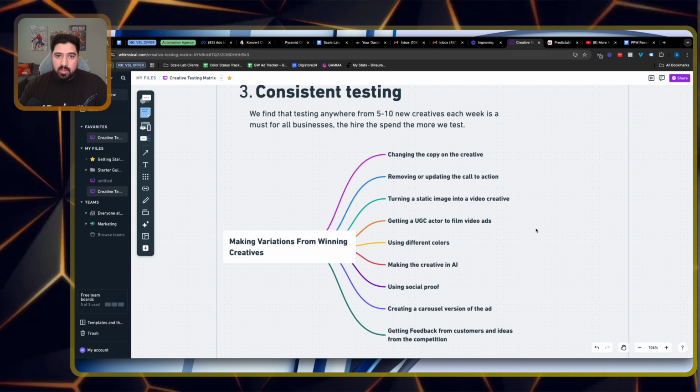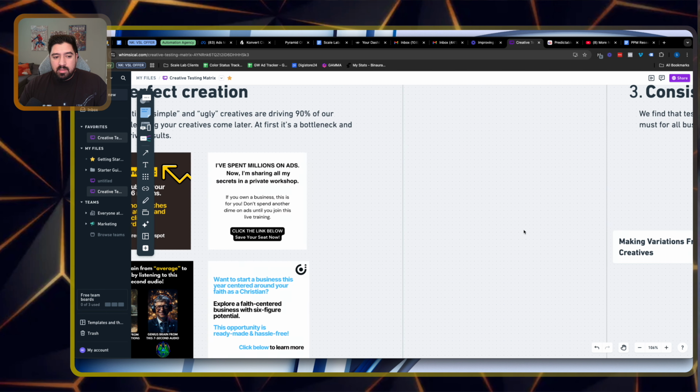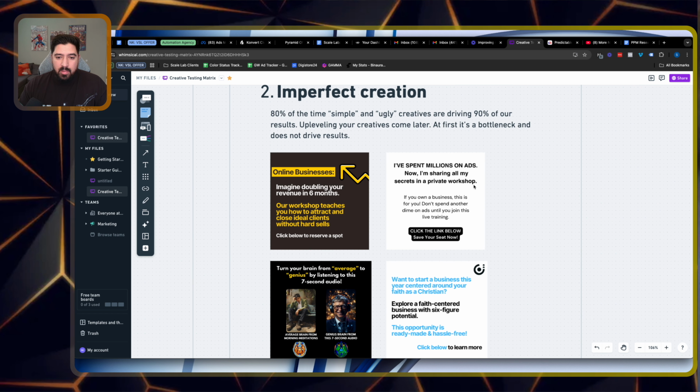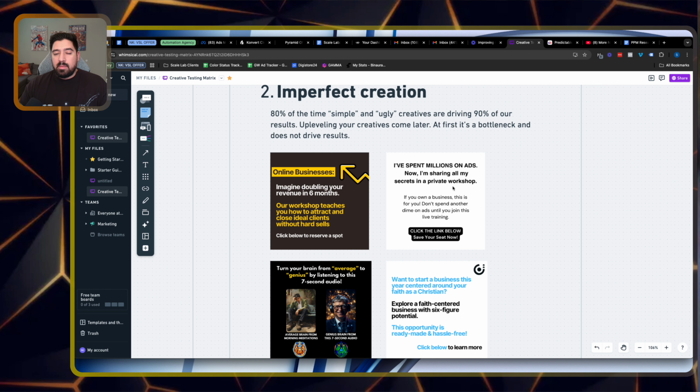Use social proof. You don't always have to post a promise like this, just show the promise. Instead of saying, I've spent millions on ads, I'm sharing my secrets, we'll say, client Bob has spent this amount on ads and has returned this much, and then show that.